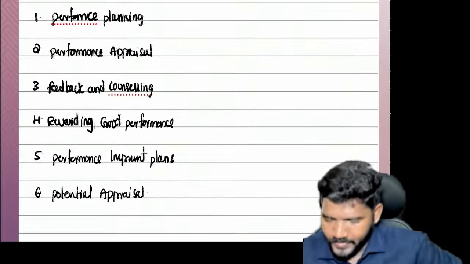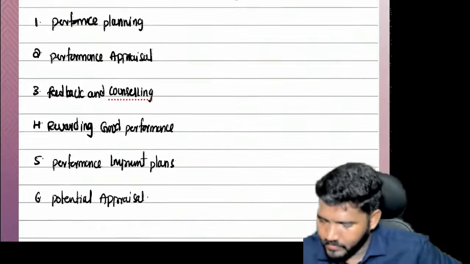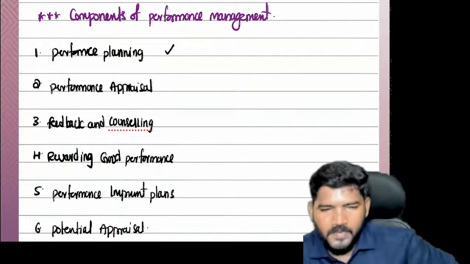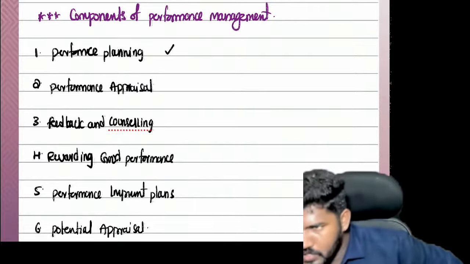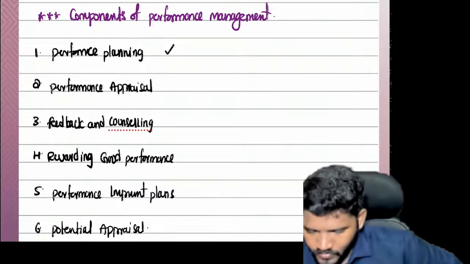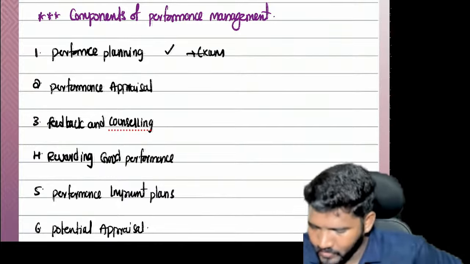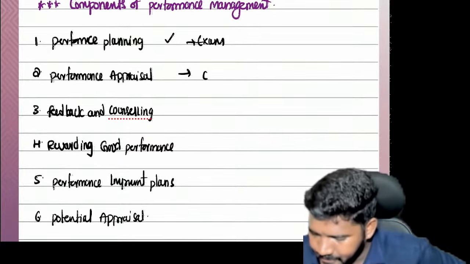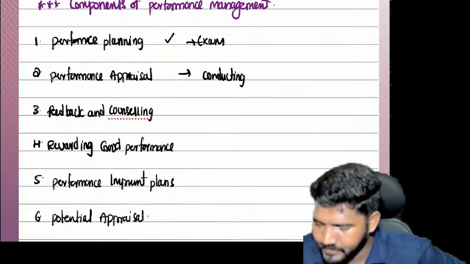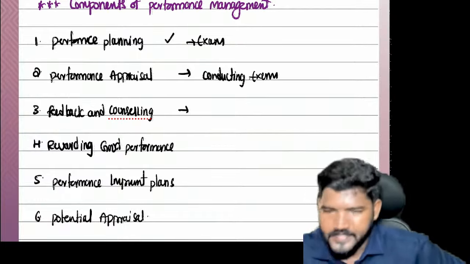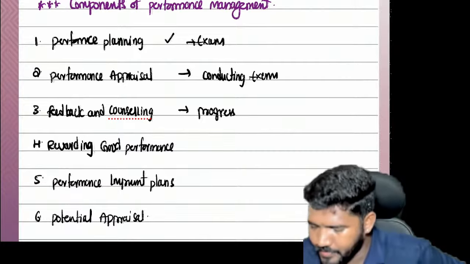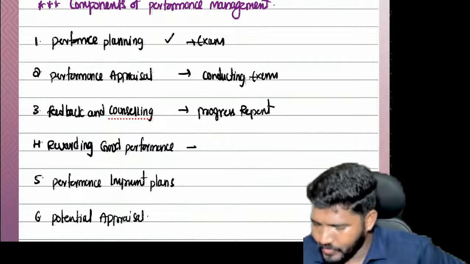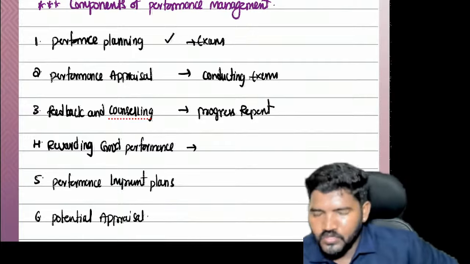Take an example, one student. First, performance planning. The college or school needs to plan how they assess the performance. From a student's point of view, it is how they assess exams. Next, conducting the exam. Without conducting the exam, we don't know the marks. After conducting the exams, they give a progress report called feedback. If we get good marks, if we get first rank, the school or college gives a reward, either a book or a cash bonus.